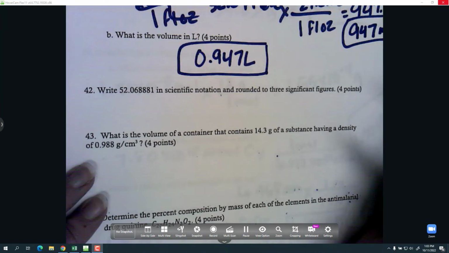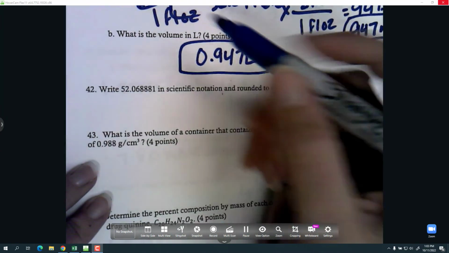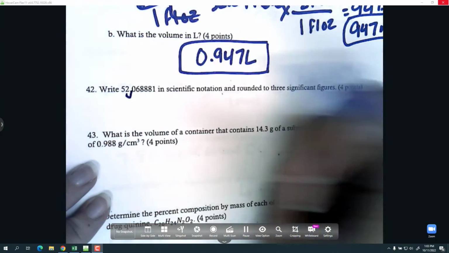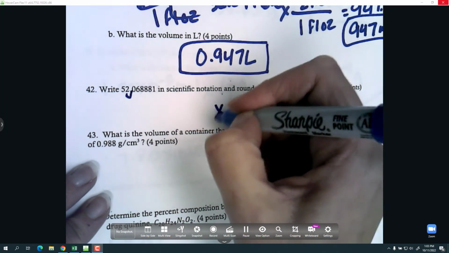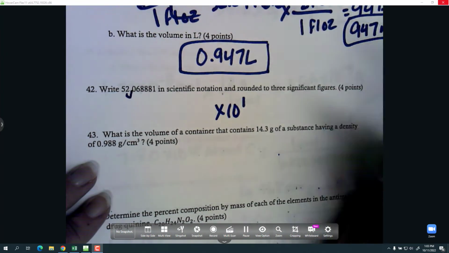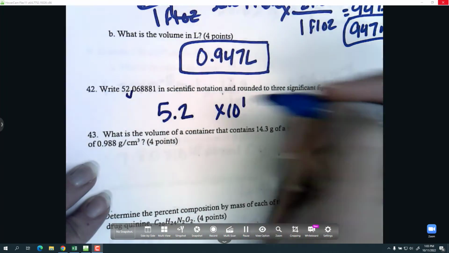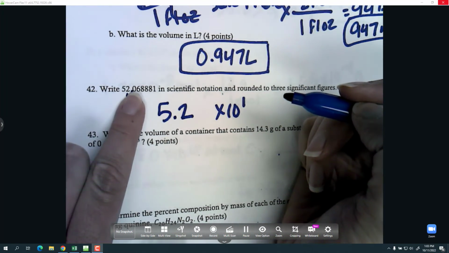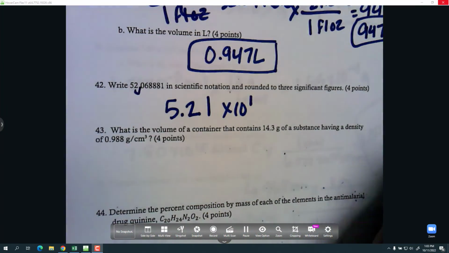All right, write this number to 3 significant figures in scientific notation. So for scientific notation, I just need to move it 1 place. So it would be times 10 to the 1. And it'd be 5.2, and then the 0 would be the last one. It should go up. So 5.21 times 10 to the 1 is my 3 sig figs.